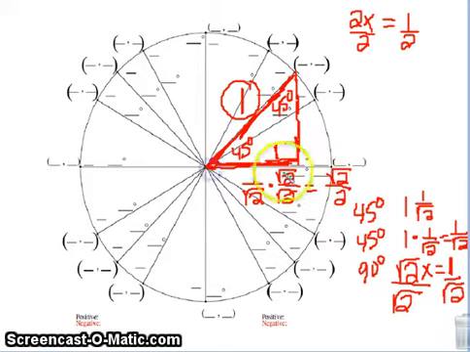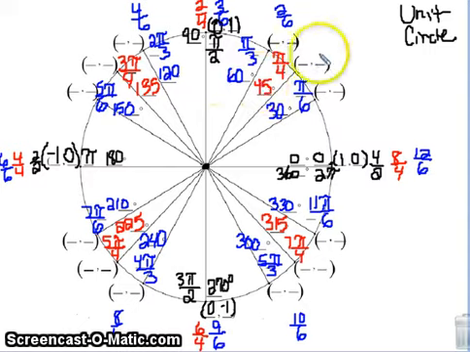So this distance from here to here on my x-axis is square root of 2 over 2. And then my height is going to be exactly the same, square root of 2 over 2. So the coordinate at pi over 4 is going to be the square root of 2 over 2, comma, square root of 2 over 2. Every single one of you needs to write that down: at pi over 4, the coordinate that you must memorize is the square root of 2 over 2, square root of 2 over 2.